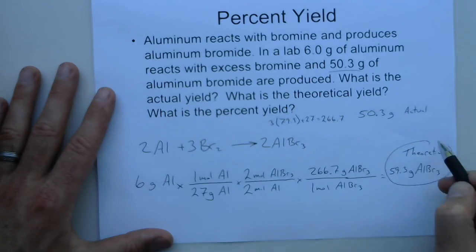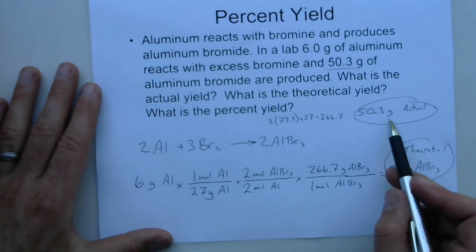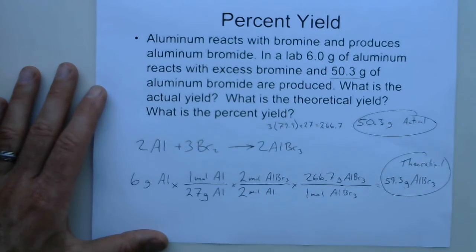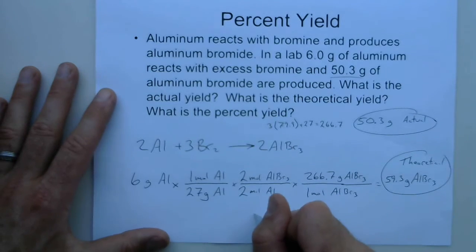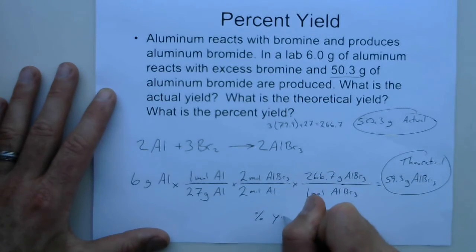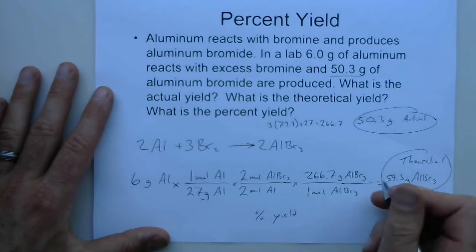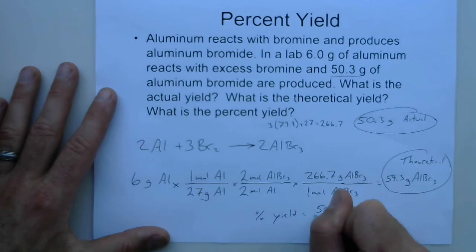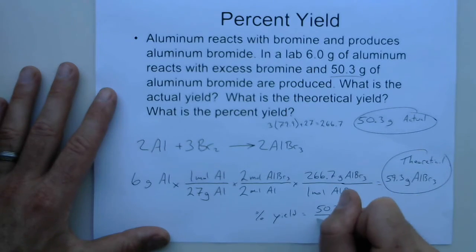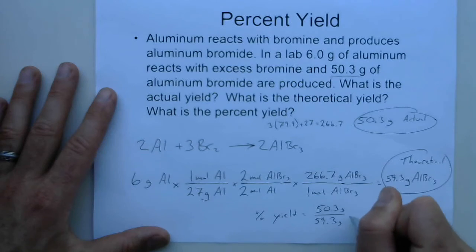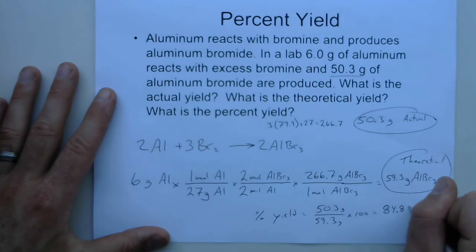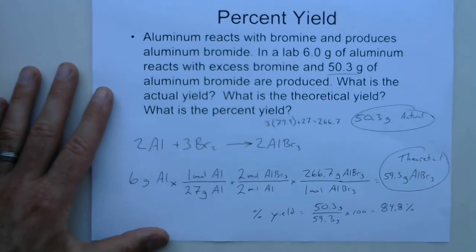Okay, so we've got my theoretical, my actual. The actual is what came from the lab, or in this case, it was just given in the problem. Then the theoretical was based on the calculations that we've done. All right, so then to calculate your percent yield, we're basically seeing how close the actual was to the theoretical. So it'll be 50.3 over 59.3. And we find out that we made 84.8% of what we expected. So that's percent yield.